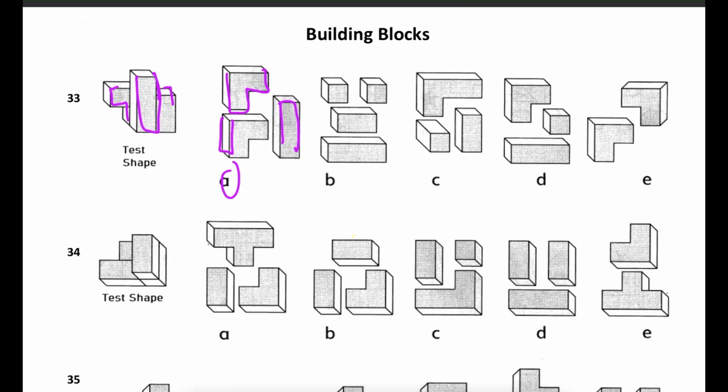Question 34. The answer is B because we've got the L shape which is here, which is rotated, and then we've got these two which is this part and this part.